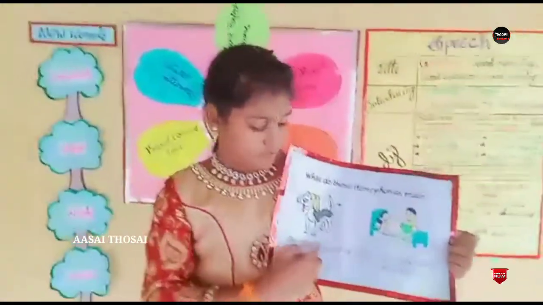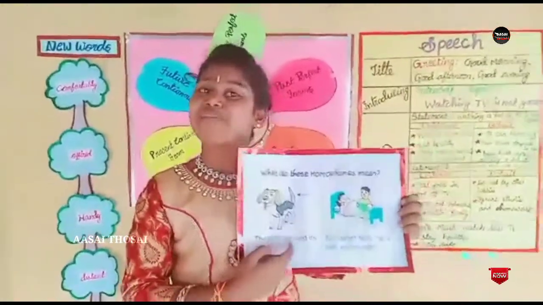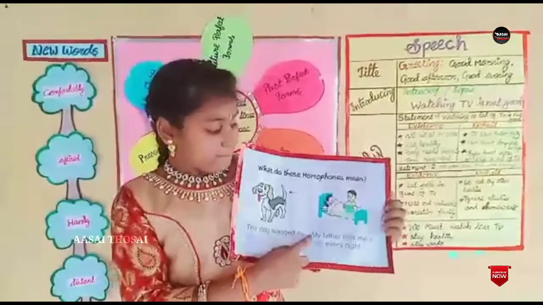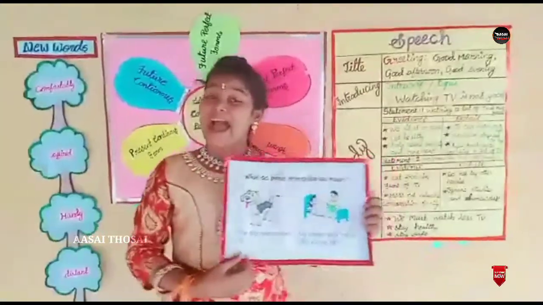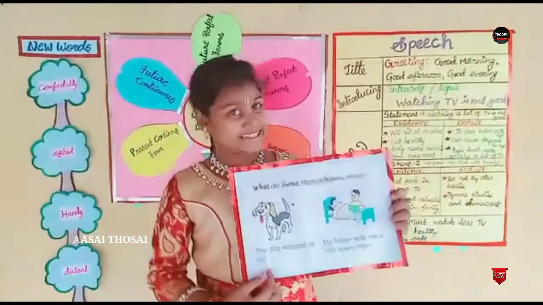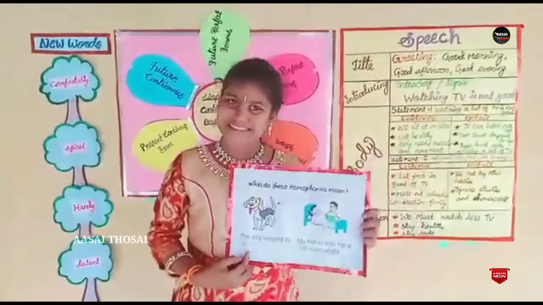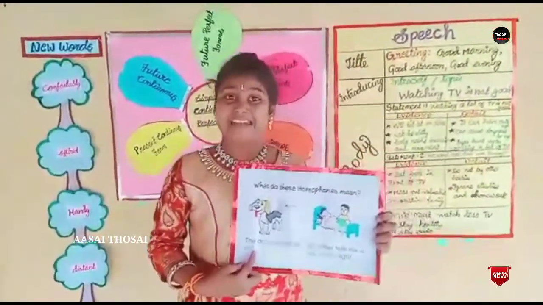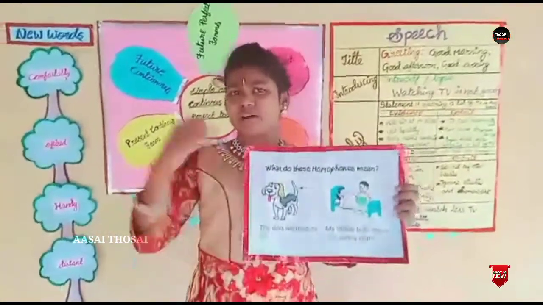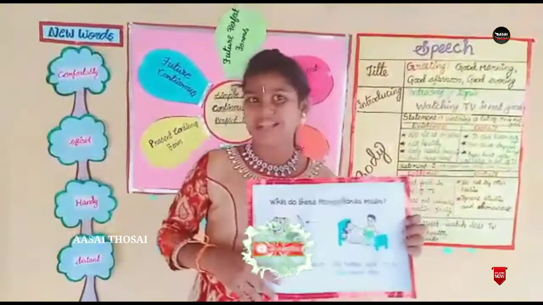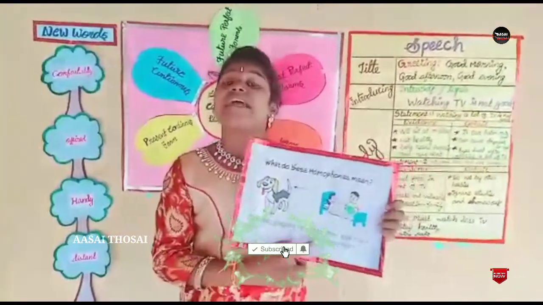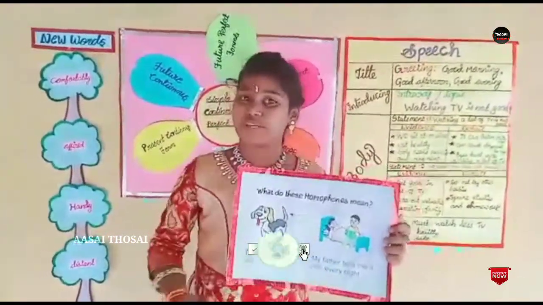The dog wagged his tail. My father tells me a tale every night. T-A-I-L tail and T-A-L-E tale. What does this homophone mean? T-A-I-L tail means the part of an animal that extends from its back. And T-A-L-E tale means a story.